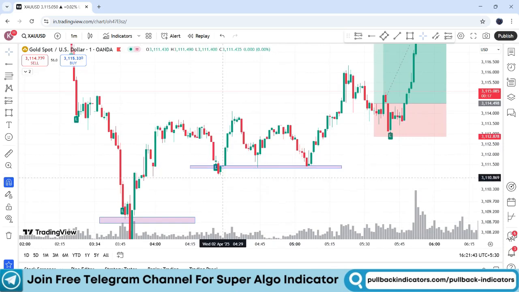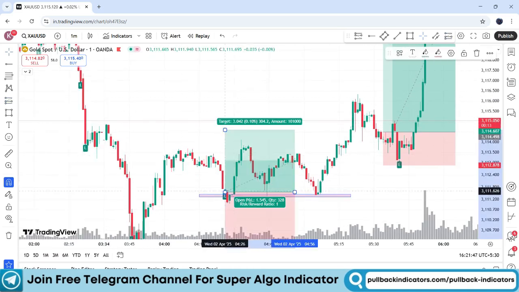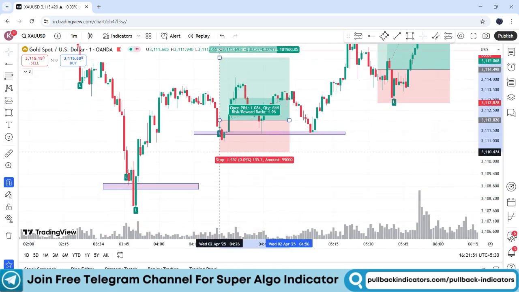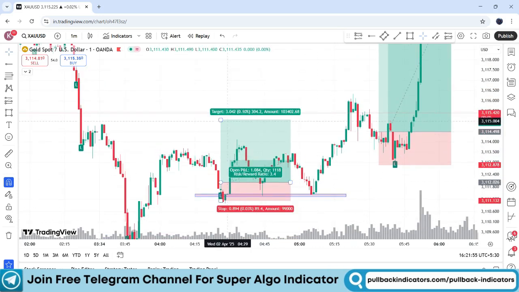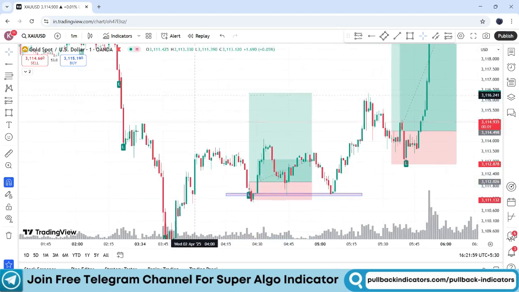Price went down, and then again it went up, so easily you can take your entry specifically on this breakout, and you can keep a stop loss below this previous candle swing, or you can keep it here also. Okay, and easily see 1:4 was easily captured from this zone.